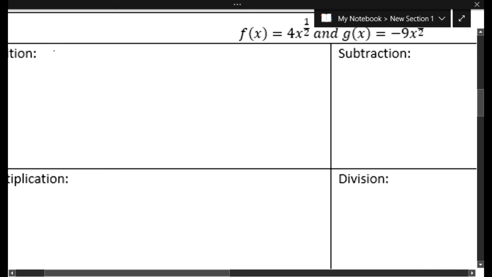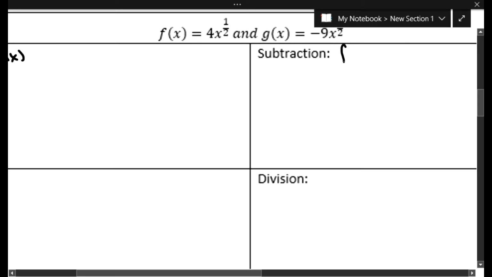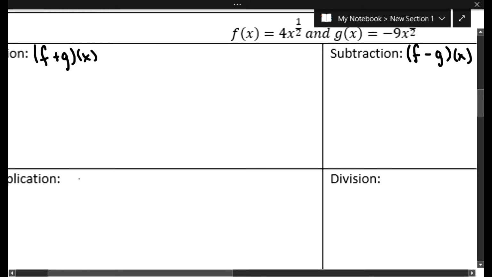We're going to do f plus g of x. We're going to do f minus g of x. And we're going to do f times g of x. And we're going to do f divided by g of x. All right, you try them and then check back with me, or pause it. Pause the video. I'm a video. You can pause it. And check back with me, see if you're getting the same stuff.